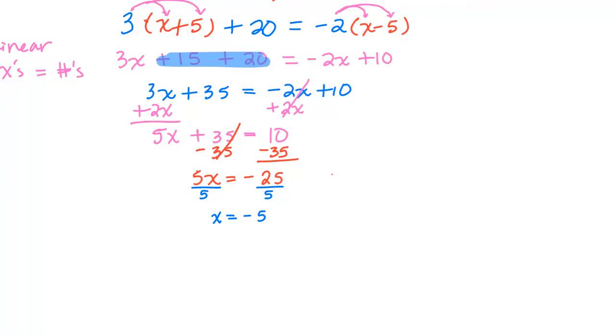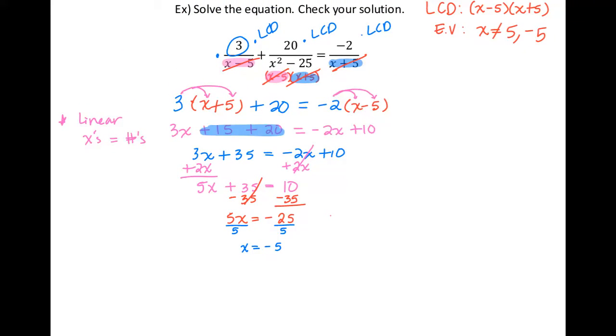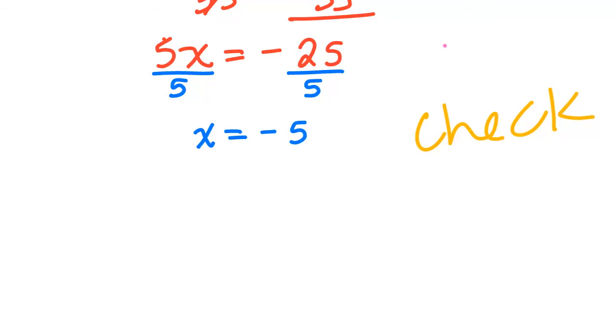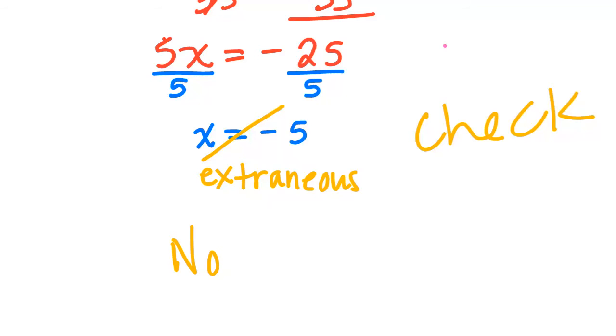And then don't forget we need to check the solution. When we check it, the excluded values are 5 and negative 5. Notice I get negative 5, which my excluded value is telling me my answer cannot be. That means in this case, we say that the solution here is extraneous, because negative 5 is an excluded value. It makes negative 5 an extraneous solution. So my answer cannot be negative 5. So for my final solution, we have to say there's actually no solution in this case.